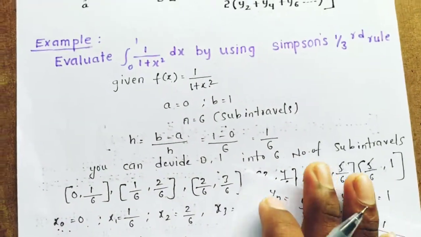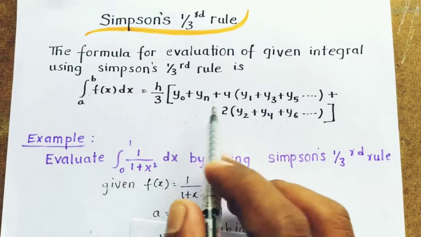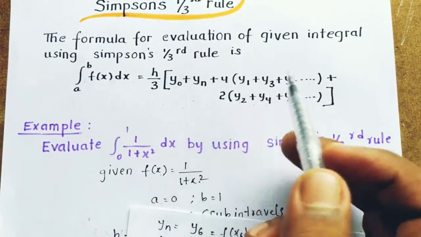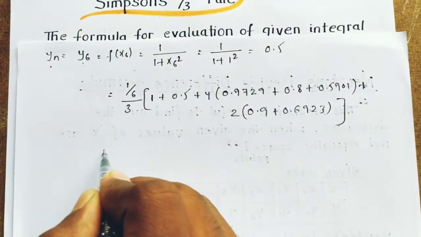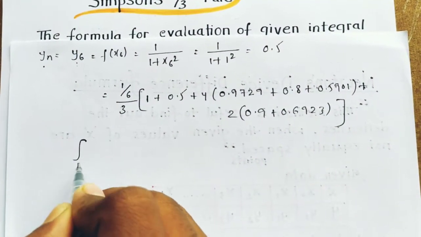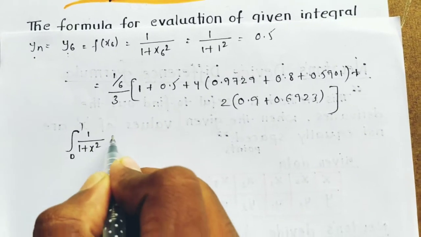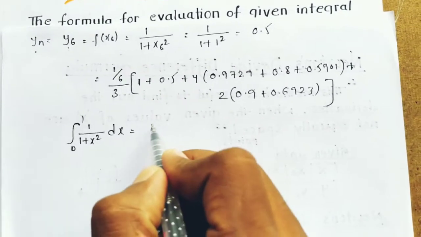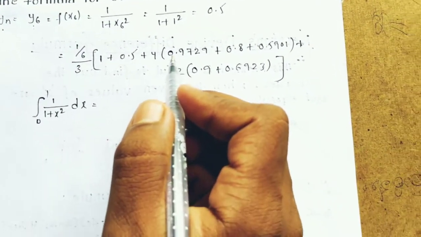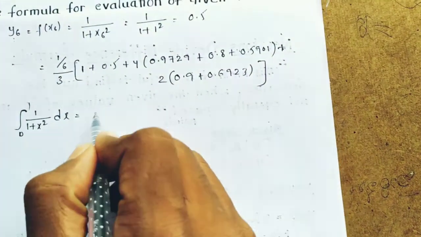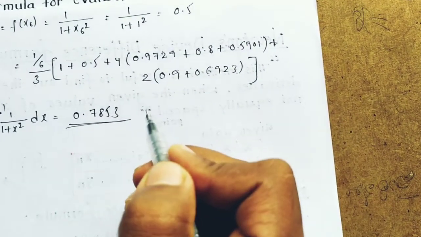We already know the formula to evaluate a given integral by using Simpson's 1/3 rule is this one, and substitute all these values in the given formula. Finally, the value of the integral from 0 to 1 of the given function 1 by 1 plus x square dx, to calculate this value, finally the answer is 0.7853. This is the final answer.